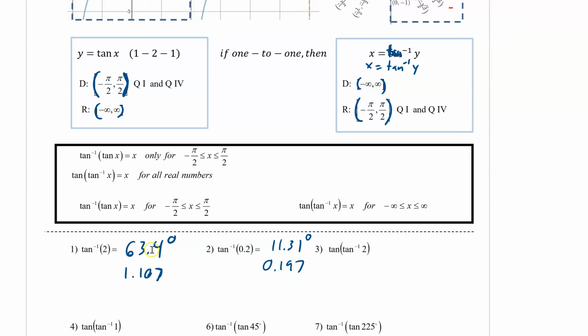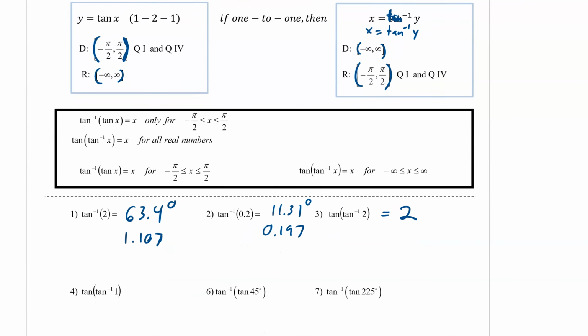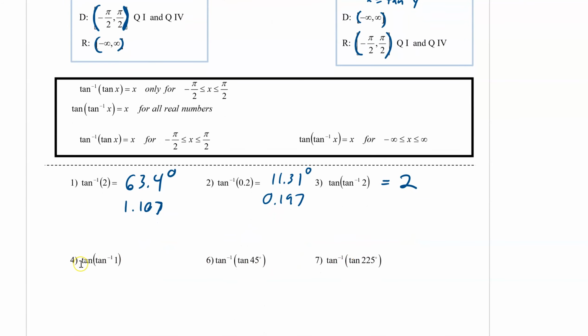And so now when we apply this rule, we're not going to plug it in anymore. Tangent inverse of 2 we know is this, and if you plug this into tangent, it's just going to spit it out. So as long as this is what we're dealing with, which is here, you can see this is just 2. And you can use your calculator to verify that as well. So the same thing here, what would this one be? Perfect, 1. And what would this one be? Perfect, 45 degrees. See, because it fits within there. What's this one be? 225. Wrong. It's not 225. So we have to be within this domain for this to work.